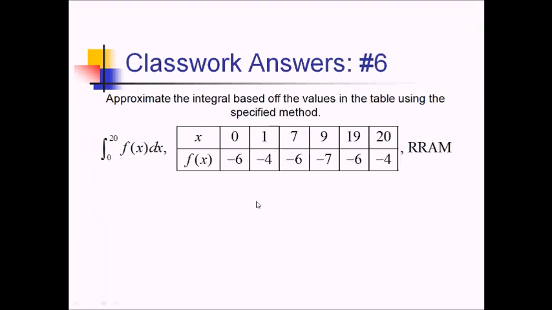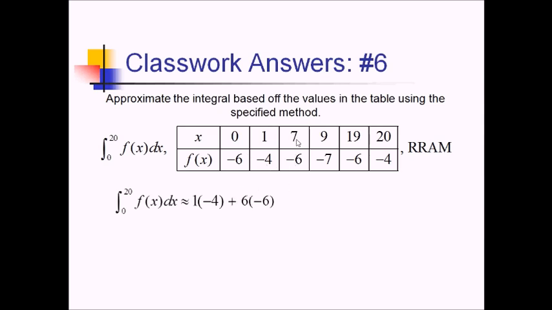For this problem, we're trying to approximate the area under f of x from 0 to 20, given these table values, and we're using RRAM. So we can say that this is approximately equal to, we have a base of 1 times a height of negative 4. We're using RRAM, so we pick negative 4 instead of 6, the right side of the rectangle here, the right y value. Next, we have a base of 6 times a height of negative 6 that we're adding in there.